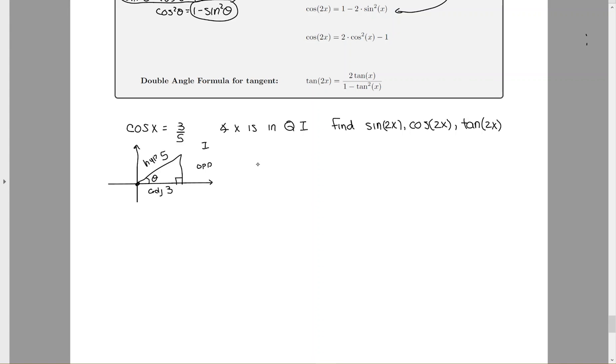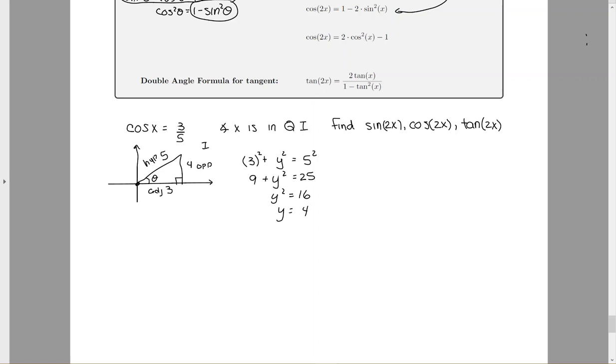To figure out the opposite side, we're going to use Pythagorean's theorem of 3 squared plus whatever the opposite side is, we'll call it y squared, equals 5 squared. And then solve for y. So I get y squared equals 16. Y equals plus or minus 4, but because the y is up in quadrant 1, it's positive 4.